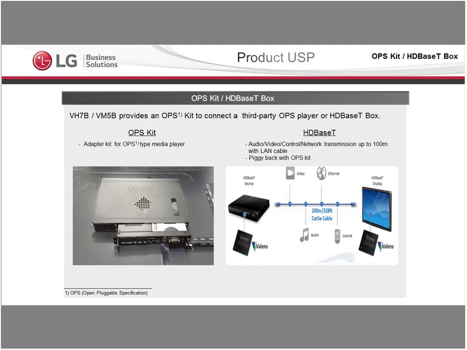HDBaseT, if you want to run up to 100 meters away, you want to have the image come from a source through an HDBaseT player all the way across through the cable. Once again, 328 feet, so you can have everything remotely located and then come out to the screen. This is maybe very, very valuable in a large venue, like I said, basically a stadium of some sort.